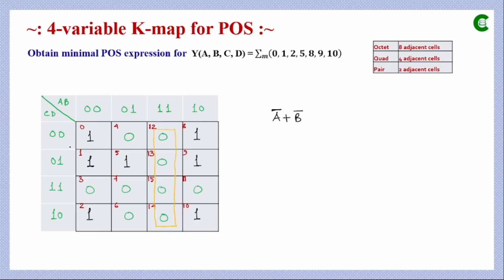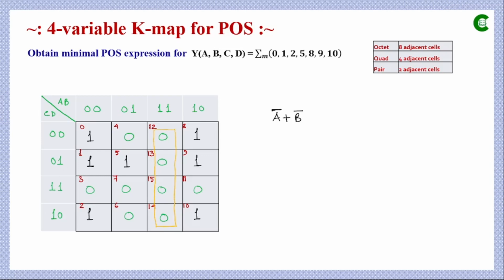And when we evaluate for C and D, we can see D is changing value from 0 to 1 and here 1 to 0, so D will be eliminated, and C is also changing value from 0 to 1, so C will also be eliminated. And as we know from a quad, in the modified term we only have two variables.